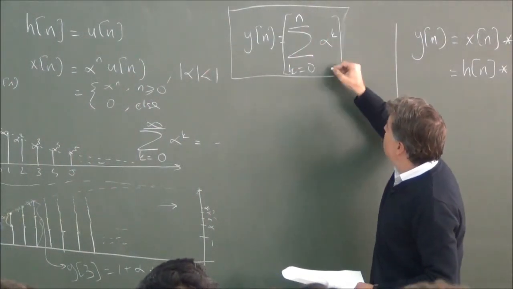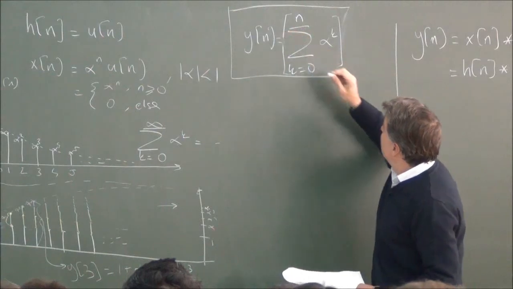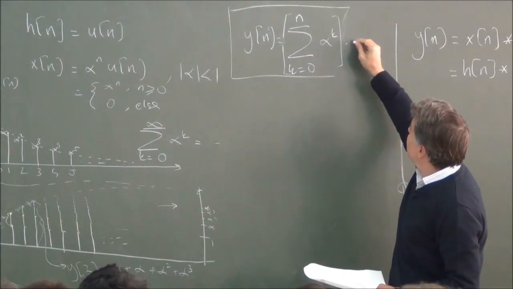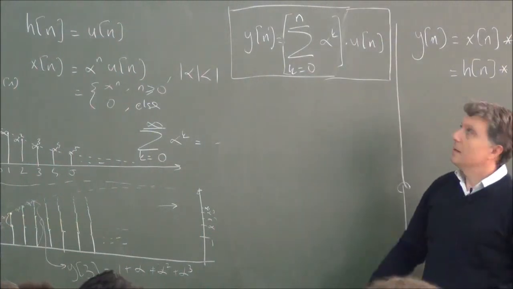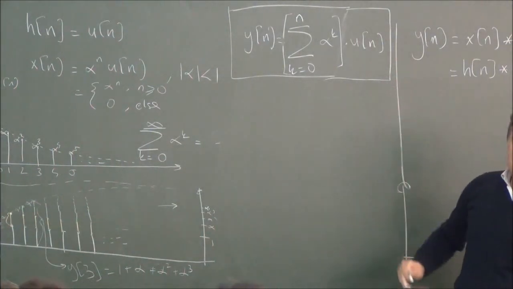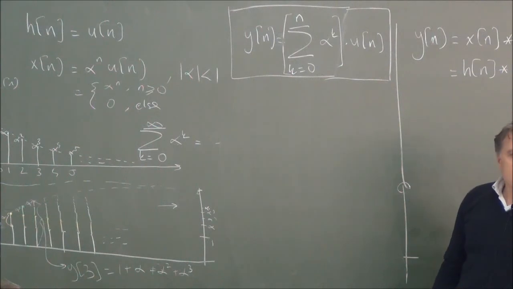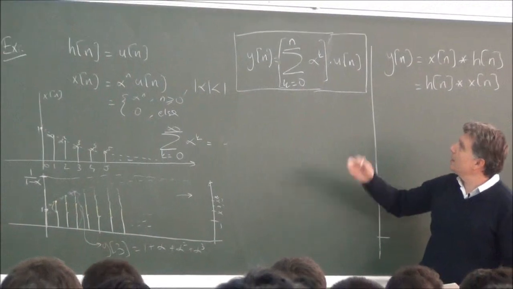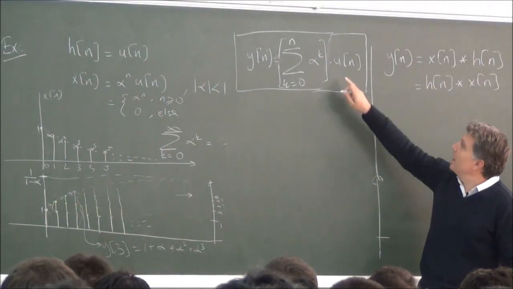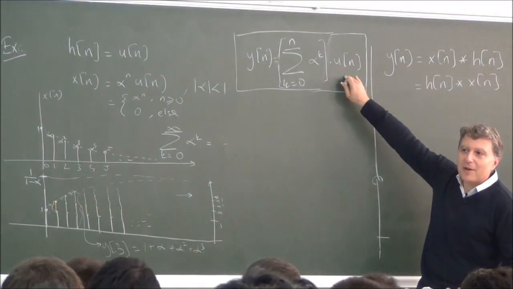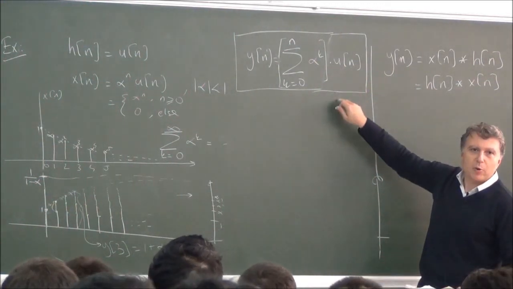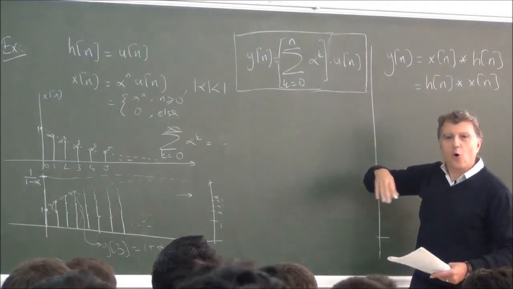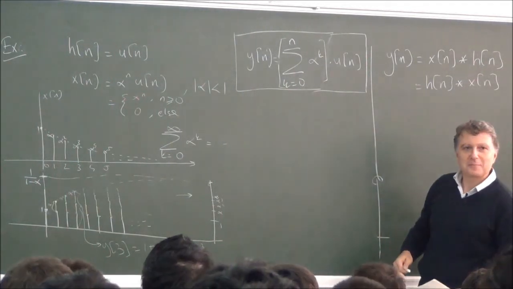It would be wise if you say that the output is this times u of n, because the formulation is not valid for negative n's. It starts from 0 and onwards, and you can force it by multiplying this expression by u of n. Now this one makes 10 points. Without this u of n, almost 10 points. Okay?